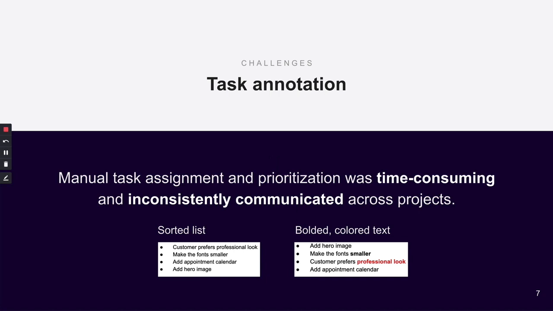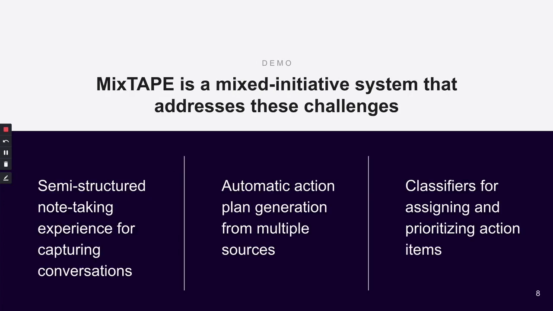Project managers then had to manually assign tasks to different collaborators, which was time-consuming. The presentation and communication of task priority was inconsistent across projects. Some used a sorted list, while others used colored or bolded text to convey priority. This variation was confusing for other collaborators. These challenges can be seen not only at B12 but at many different places.